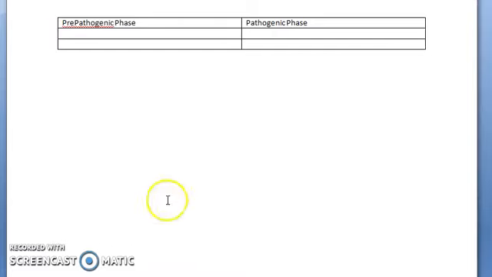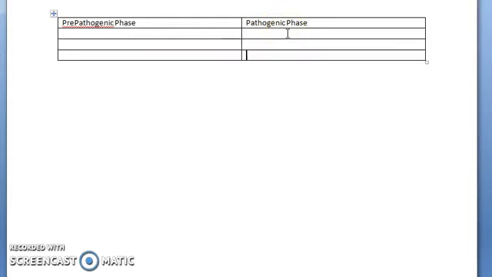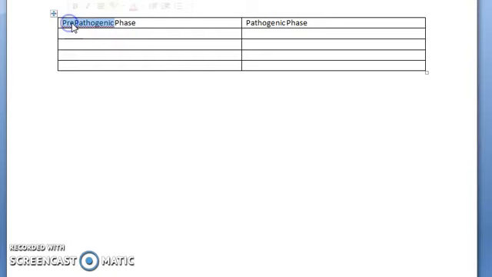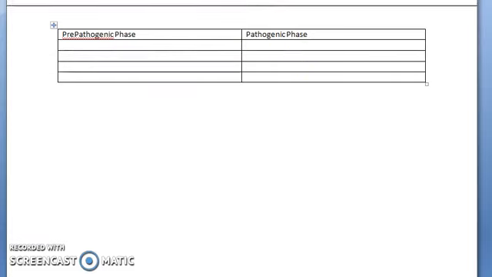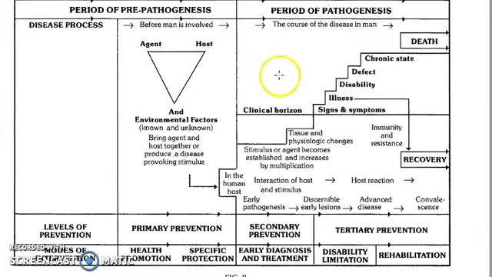We can also draw a table and put some differences between pre-pathogenic and pathogenic phase. What are the differences? You will say pre-pathogenic is before the onset of disease. Pathogenic is after the entry of the agent. Here the primary level of prevention is possible, so you will say primordial and primary prevention. Here you will say secondary and tertiary prevention. In the pathogenesis, you can also add something like incubation period. I think this diagram is important and you'll have to learn it.